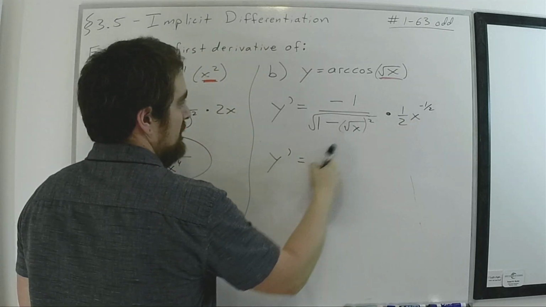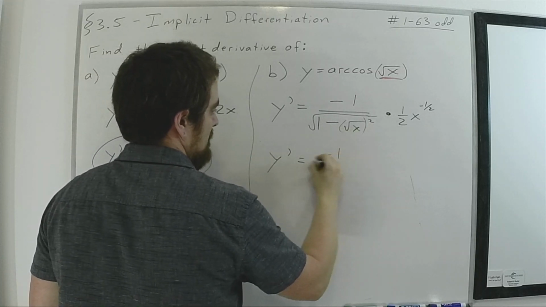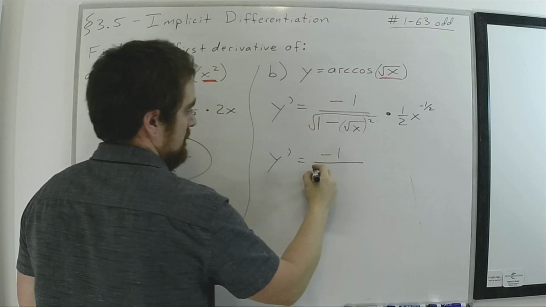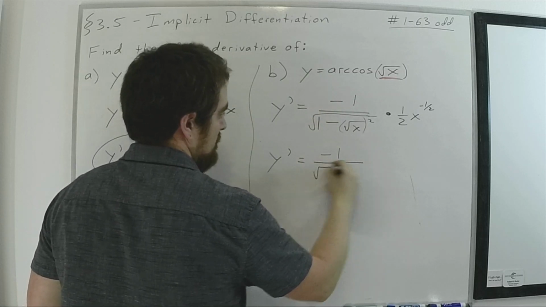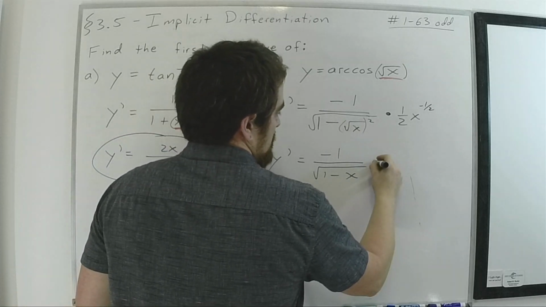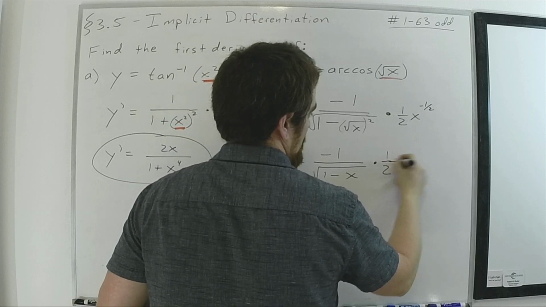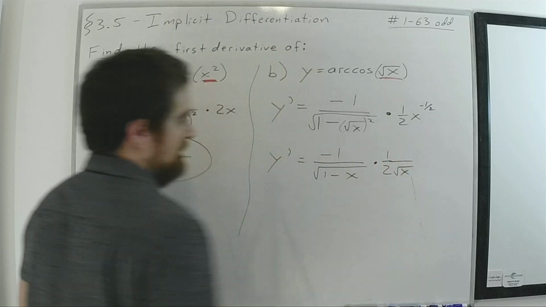So we can clean this up a little bit because the square root squared is just x. So I've got negative 1. And again, the negative's there because it's cosine inverse, not sine inverse. 1 minus x. This 1/2 x to the negative 1/2 really tells me that I have a square root in the denominator here.